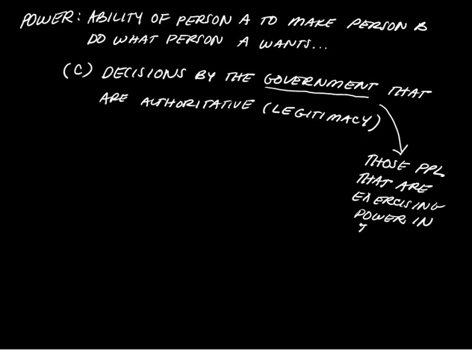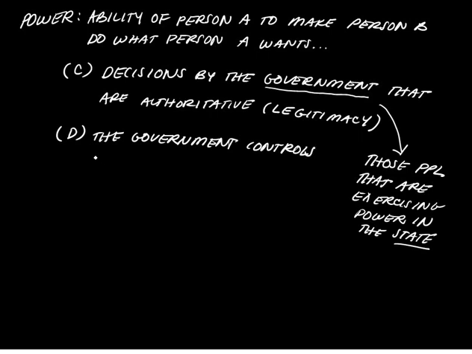In the state. The government controls this concept called the state. So the state is actually very important. Let's do another bullet point here and say the government, or those who have the power and are exercising it legitimately, in order to control the state. So the government controls the state.